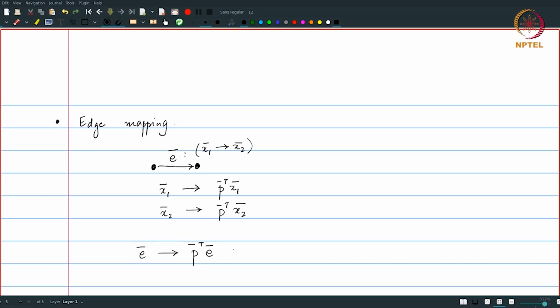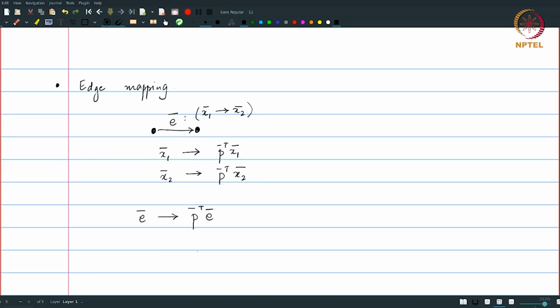That is to say, the P transpose E can be used in order to find out what would be the new direction of the resulting edge that we have. And similarly, S transpose E will give the number of delays on the resulting edge.